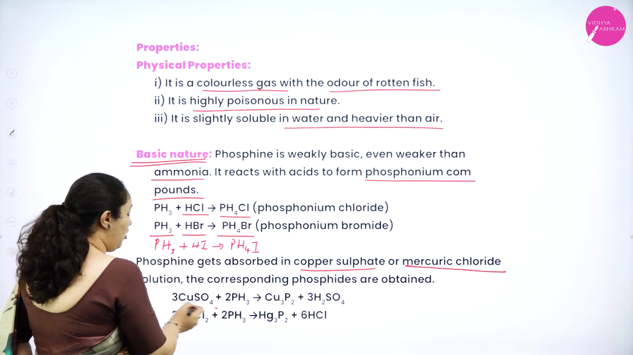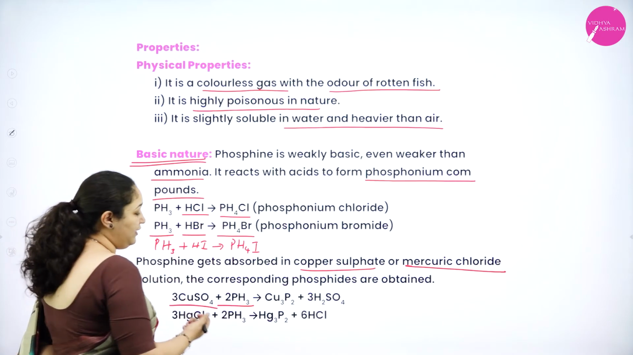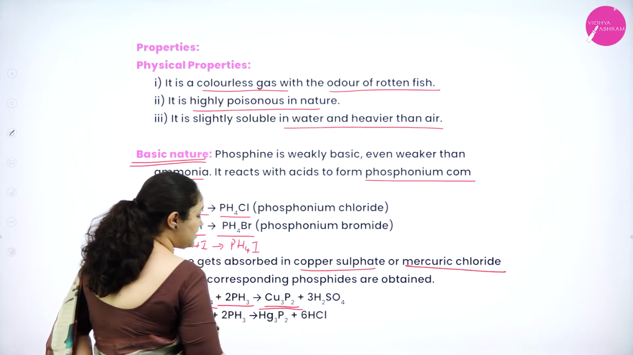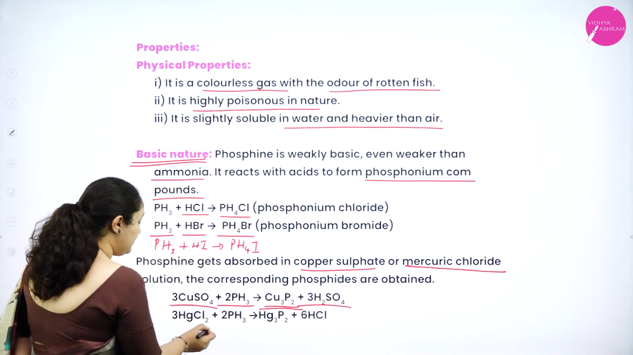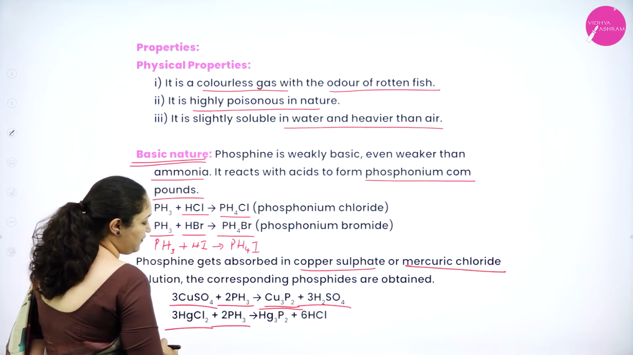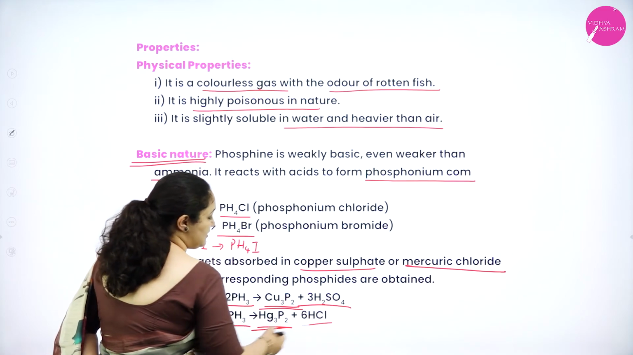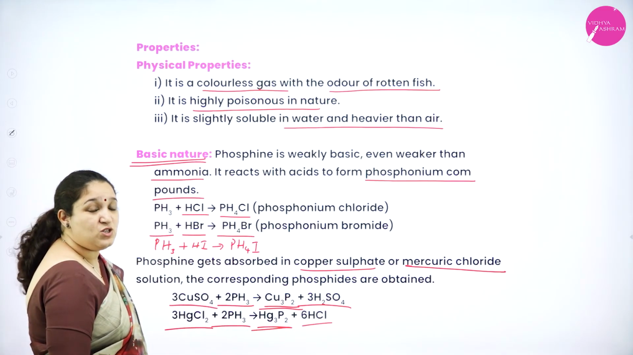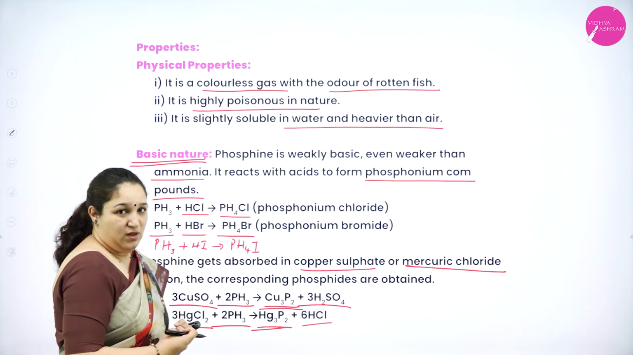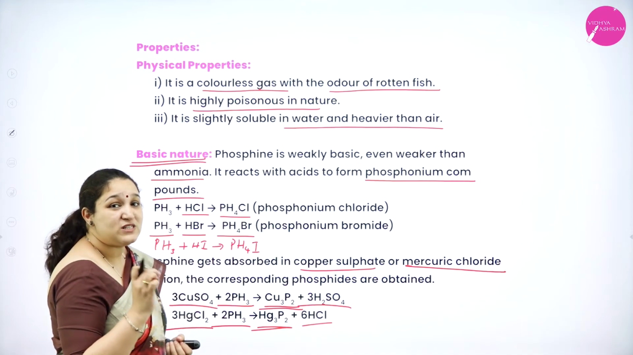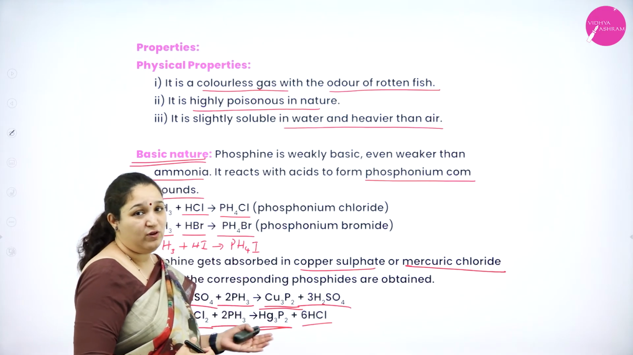So what is happening, copper sulfate, when it reacts with phosphine, that is, it absorbs phosphine to form phosphides, Cu3P2, copper phosphide, and H2SO4 is liberated. Same way with mercury chloride, when phosphine is reacting, you will get a phosphide, mercuric phosphide, and HCl is liberated. Okay, so what will happen? Copper sulfate or mercury chloride will absorb phosphine to give phosphides. Okay, so that's about the basic nature of phosphine.